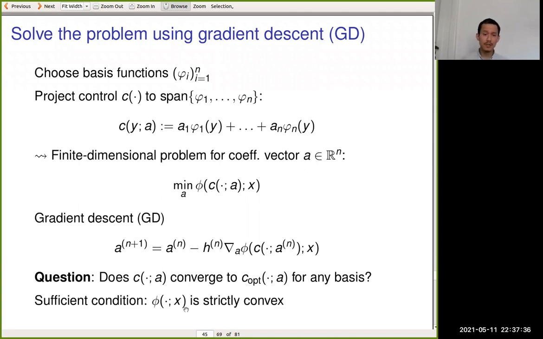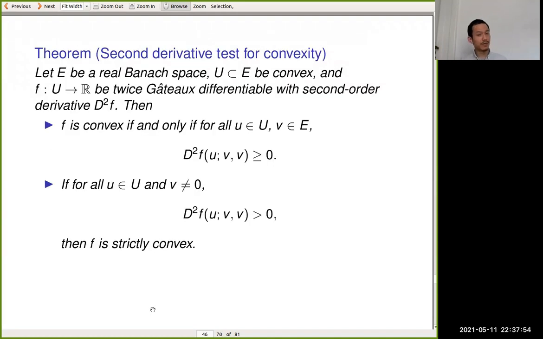So the sufficient condition that you might guess is that, well, if the objective function of our optimal control problem is strictly convex, and if we follow the gradient down, then we will get to the minimum. We'll get to the unique minimizer of the functional phi. So basically, this brings us to a second derivative test for convexity, except in infinite dimensions.